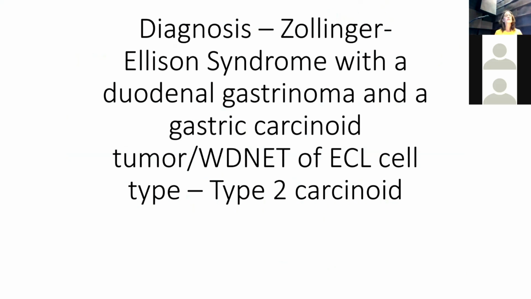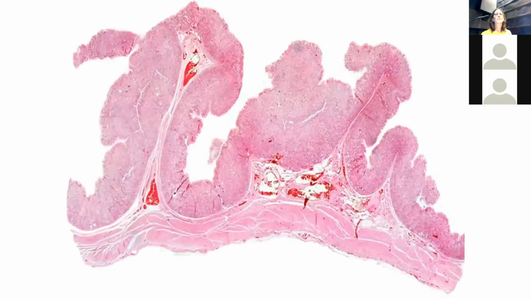So this is just Zollinger-Ellison syndrome with a duodenal gastrinoma and then a gastric type 2 carcinoid of enterochromaffin cell type. And this is, of course, from the hypergastrinemia from the duodenal gastrinoma. So really, really cool. So back in the day, before everybody popped proton pump inhibitors like candy, this is what we would see with Zollinger-Ellison.